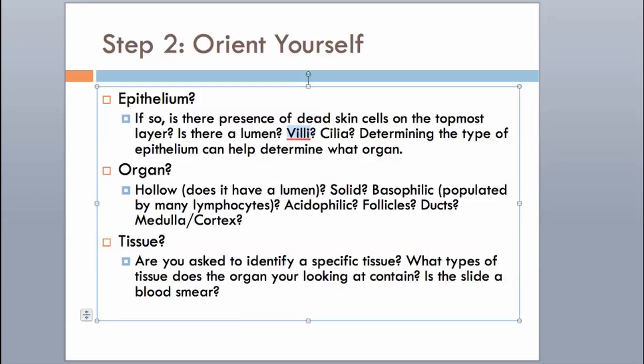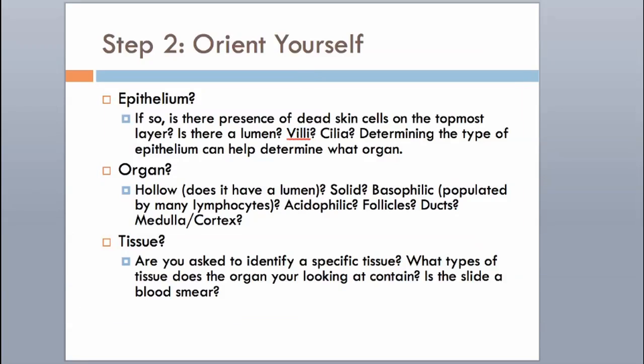So for example, if you see villi, then you know that you're looking at intestines. If you see dead skin cells at the free surface, then you know that this epithelium lines the outside of the body and is representing skin, and therefore it must be keratinizing. If there are no dead skin cells at the top of the free surface, then you know that this epithelium lines the inside of the body, and therefore it must be non-keratinizing.